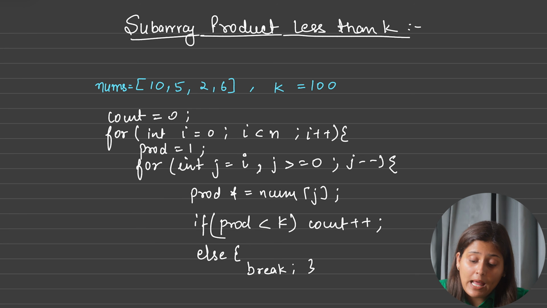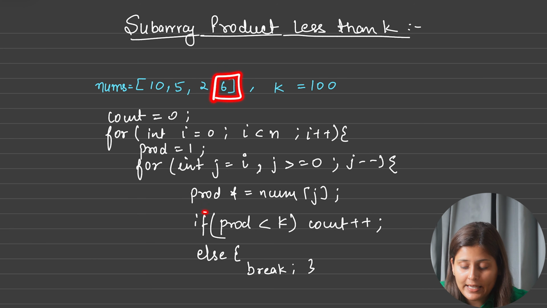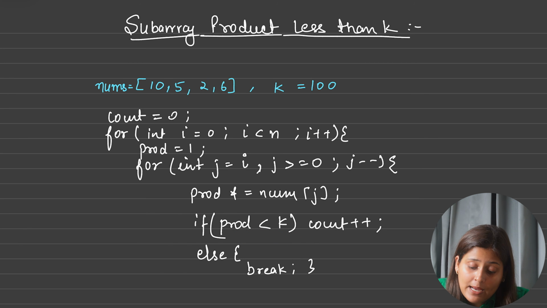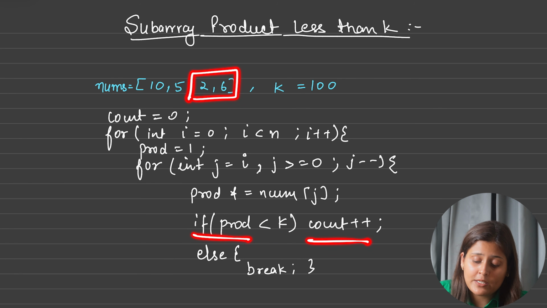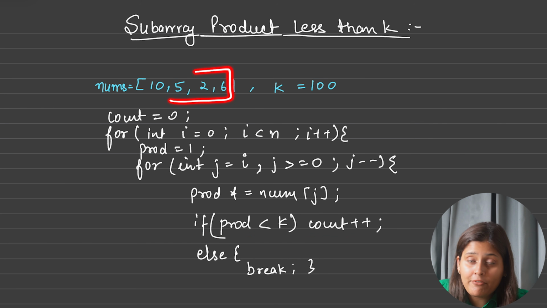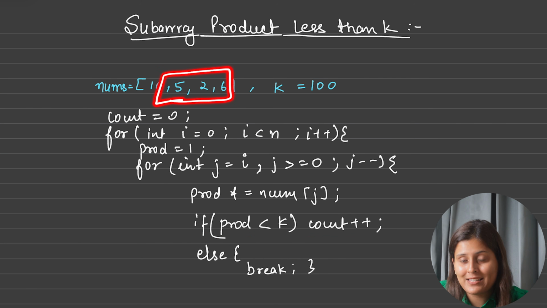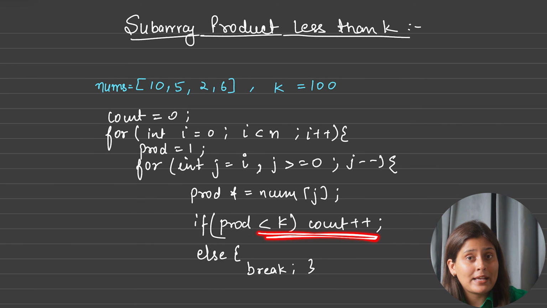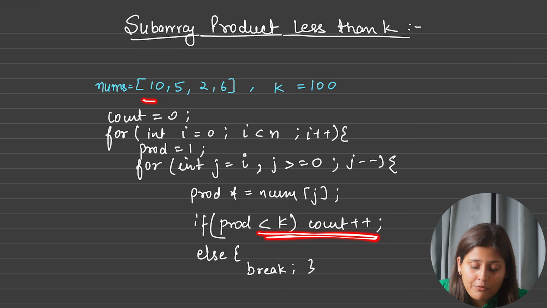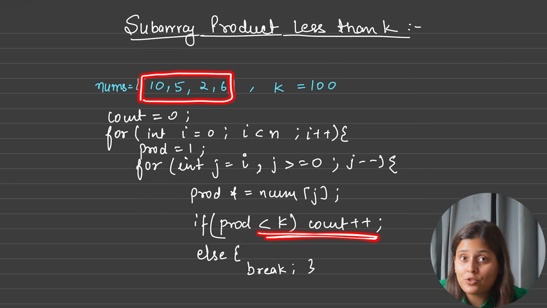Yes. Now what will happen next time? i will go here. So again j will start from here. So obviously it will get multiplied and 6 is less than k. So it will be count plus plus. Next time 6 and 2 will get multiplied. Again it is another subarray. Again count plus plus. Next time 6, 2 and 5 will get multiplied and it is nothing but 60. Again it is a valid subarray. So hence count plus plus. And next time we will add this, and it is not a valid subarray.